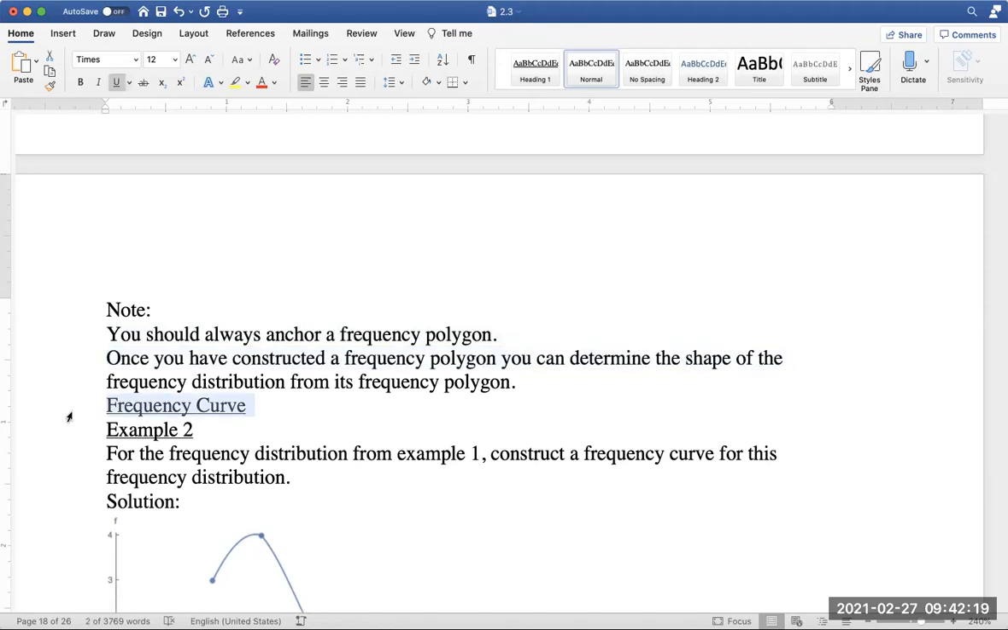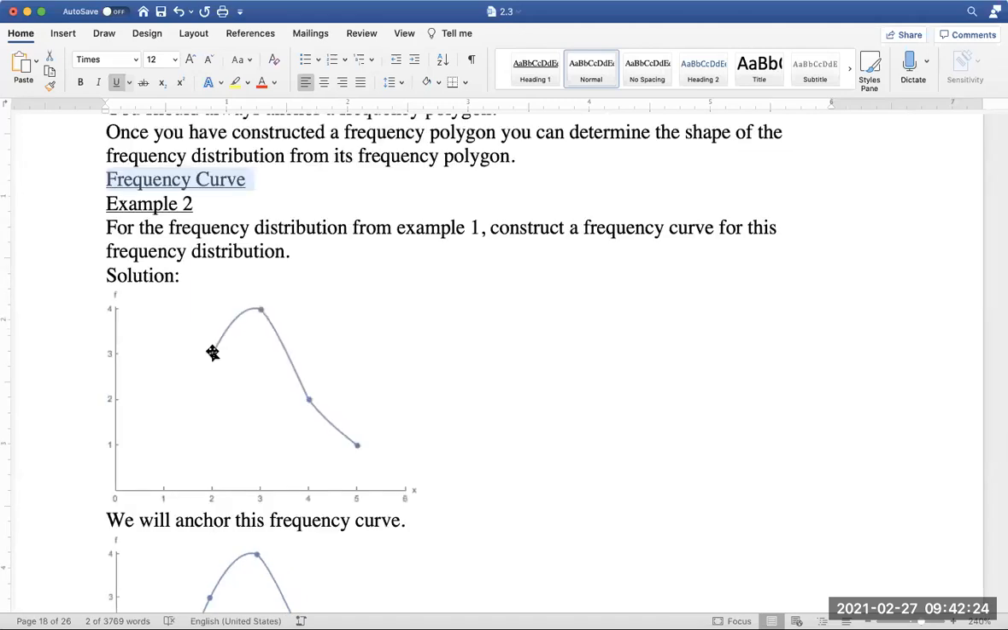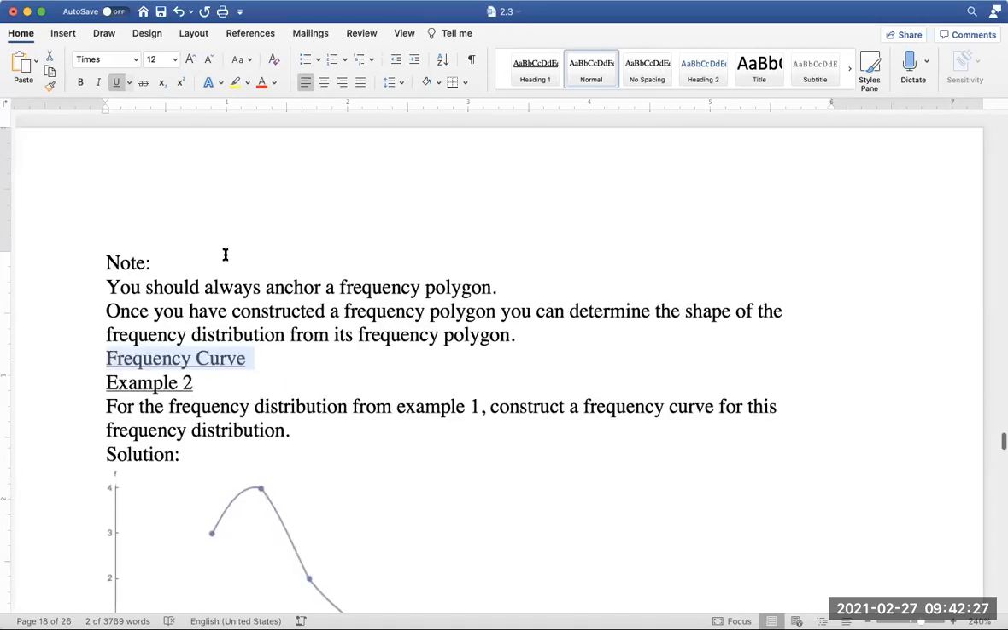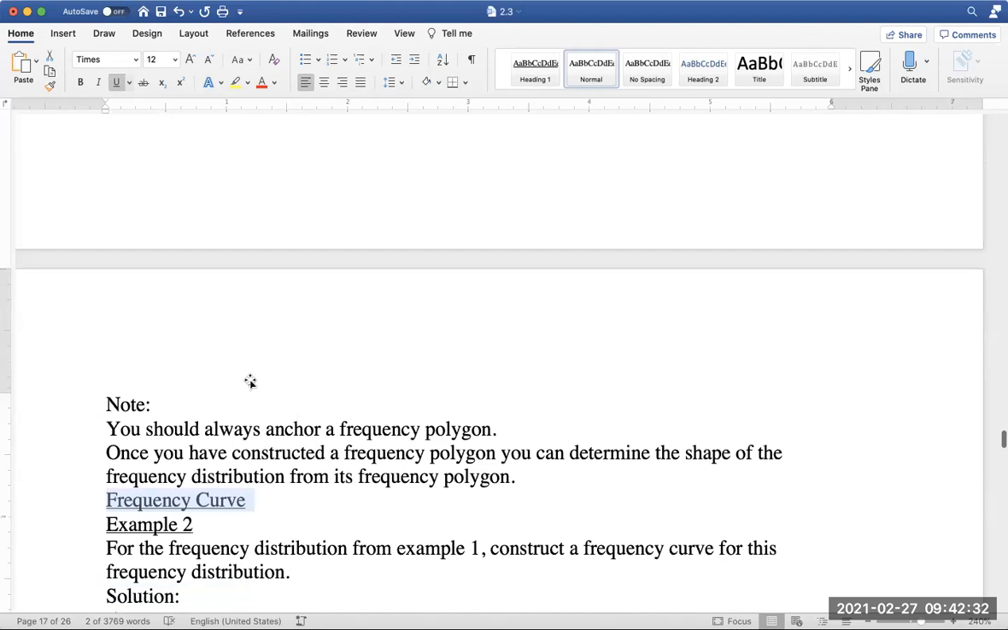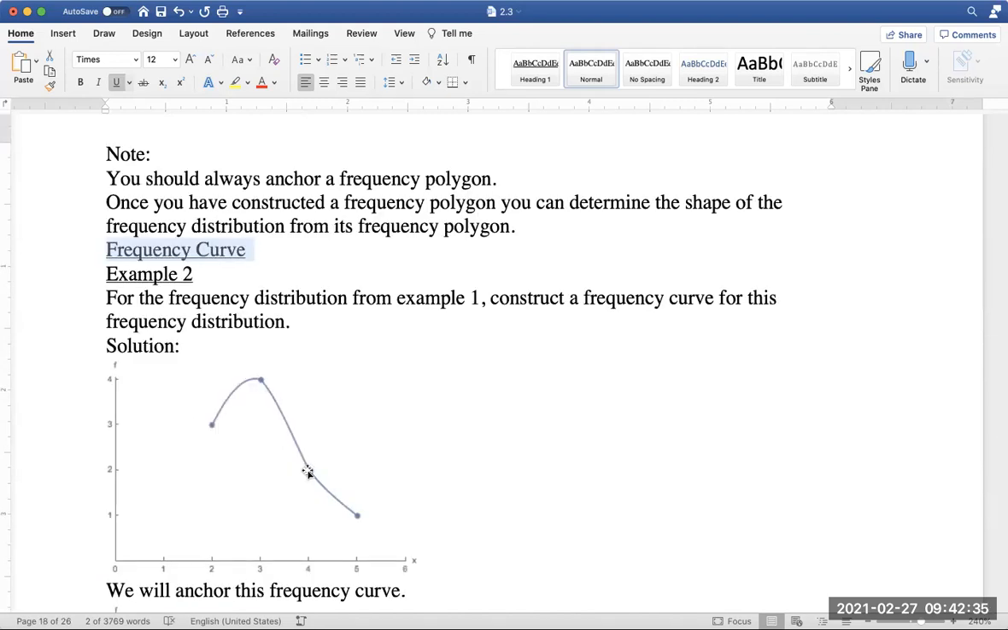So a frequency curve, well, I'll just do the previous data. So it's 3, 4, 2. So at 2, it's 3, at 3, it's 4, then 2, and then 1. And now, same dots as before, rather than drawing a straight line, I'll just take a nice smooth curve and draw it in between them. And so just use some sort of Bezier curve, a spline.